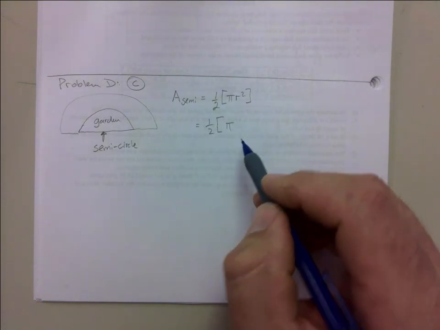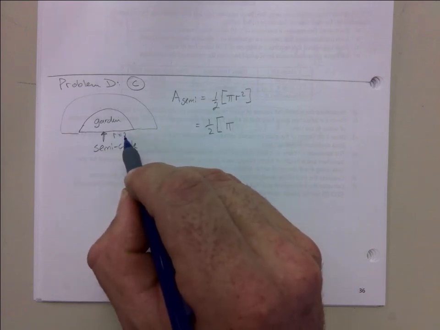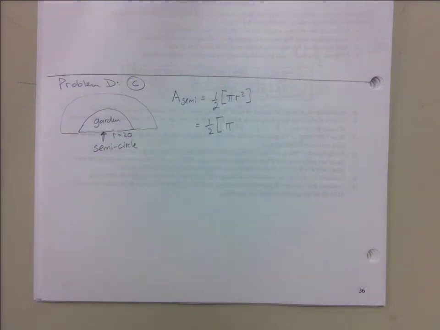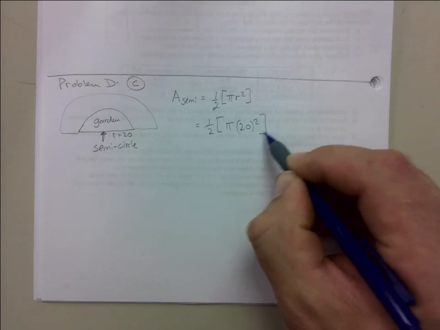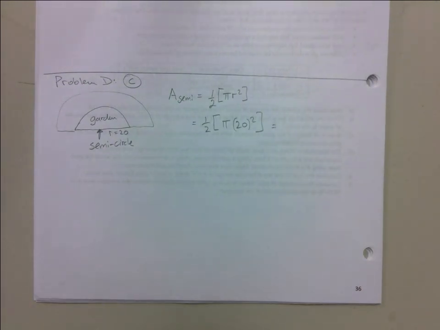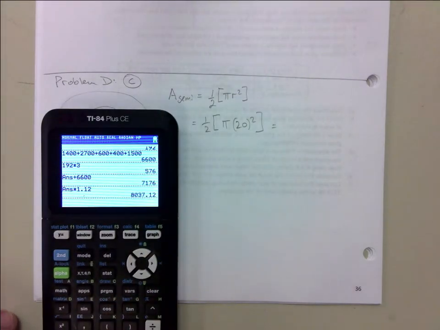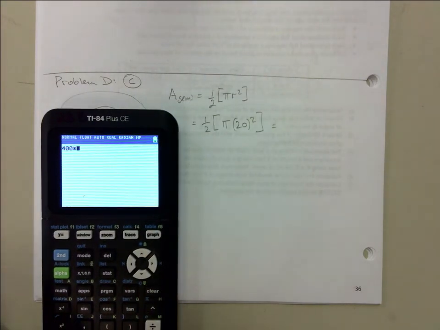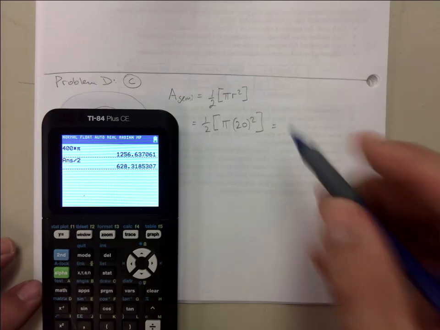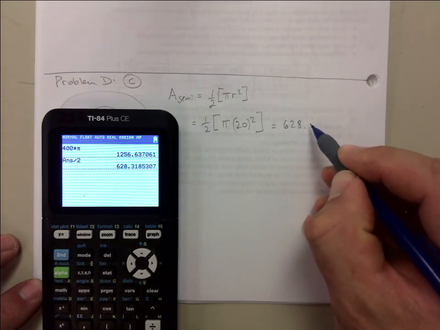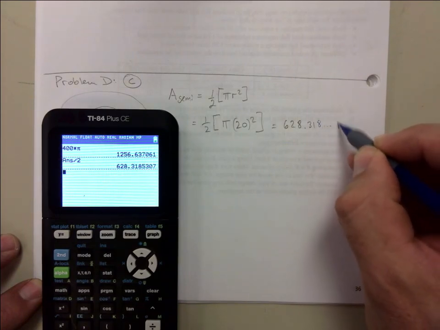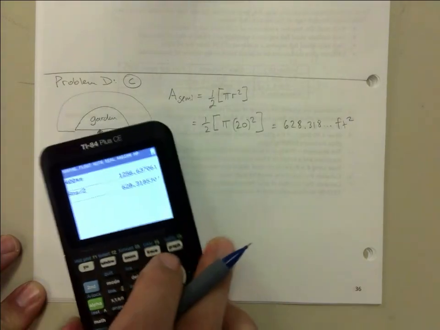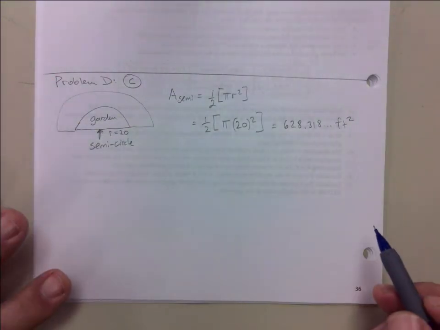What's the radius again for that part? Radius is 20, correct? I'm copying from the previous page. So this is 20 squared and like that. So let's do the math there. That's 400 times pi, right? 20 squared is 400. And I'll slice that in half, so there we go. 628. That's square feet. Okay? So what will I do now?